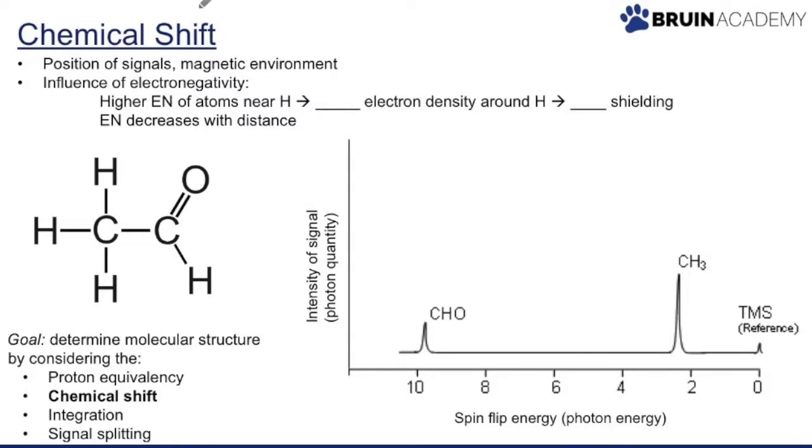So chemical shifts are all about not the number of signals that we have, but rather where they are along the axis, the x-axis. So it's really to do with the position of the signals. And here we consider a lot to do with electronegativity. So when you have a higher electronegativity of atoms near the hydrogen that you're looking at or considering, this leads to a decrease in electron density around the hydrogen.